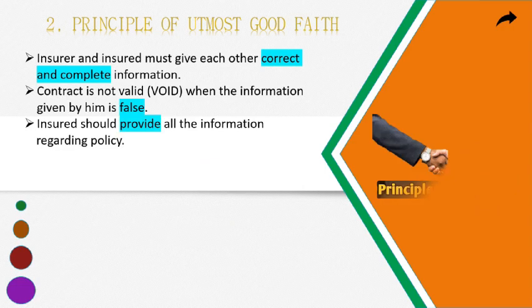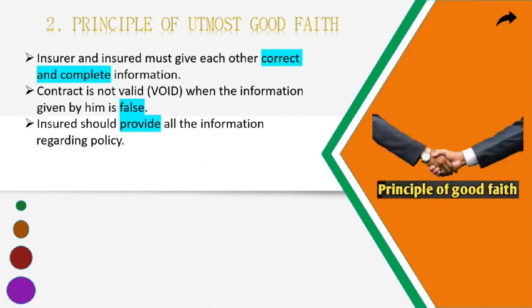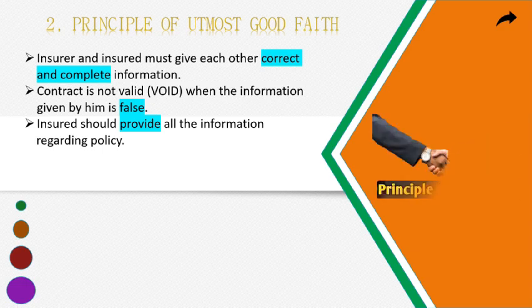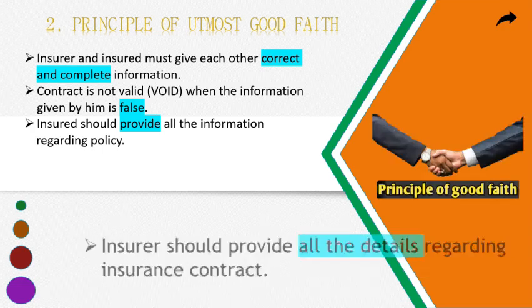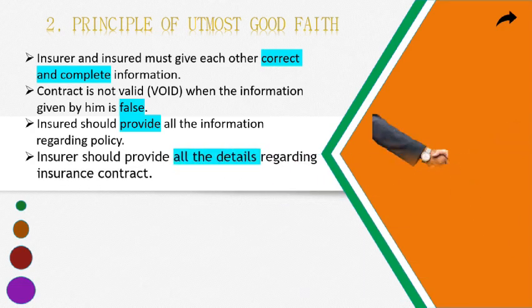Insurer should provide all the information regarding the policy, that is, what type of benefits he is offering and how much will be the premium, etc. Likewise, the insured should provide all the details like his age, family members, health conditions, habits, etc. correctly to the insurer.